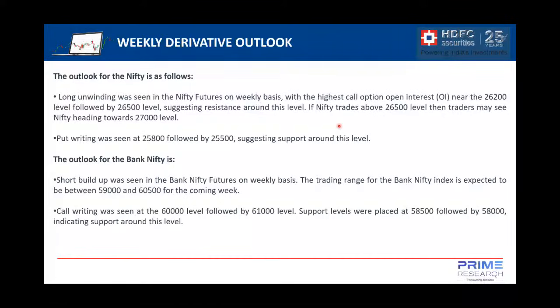Whereas on the put side, 25,800 and 25,500. So 25,800 and 25,900 is a good support level, where the maximum put writing has already happened. If Nifty holds that level, then we might see the positive momentum continue. But if Nifty is able to breach 25,800 due to some negative news or something, then we might see Nifty heading towards the 25,500 level.